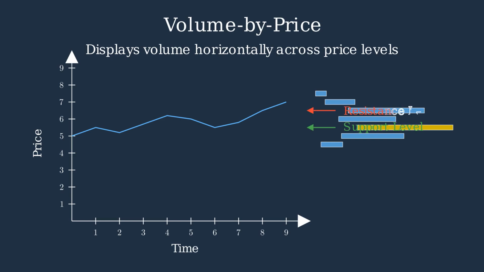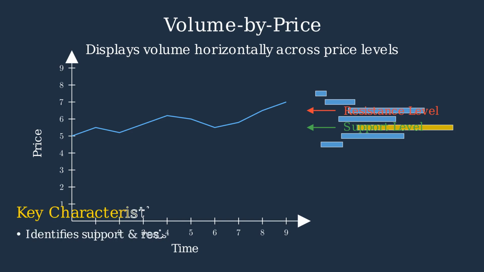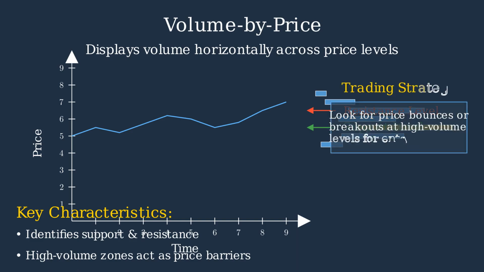Notice how certain price levels have significantly higher volume than others. These high-volume zones typically act as important support or resistance levels. Let's examine the key characteristics of volume by price and how traders use this information. Traders use volume by price to identify potential entry and exit points. When price approaches a high volume level, look for bounces or breakouts to signal trading opportunities.